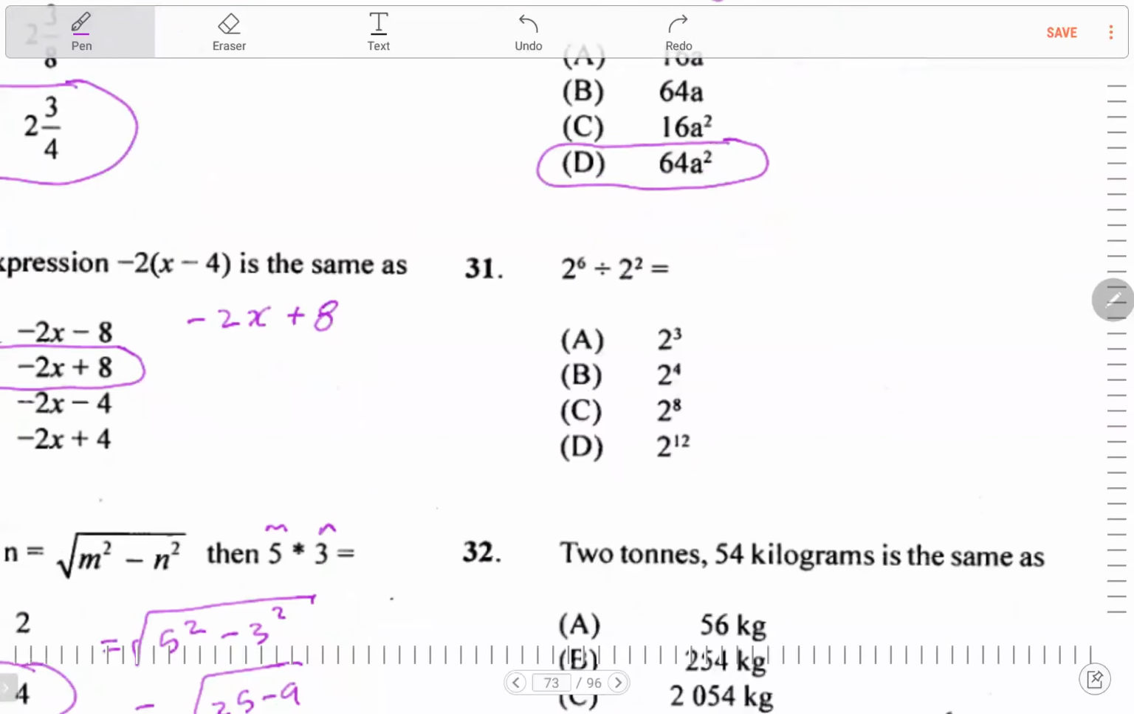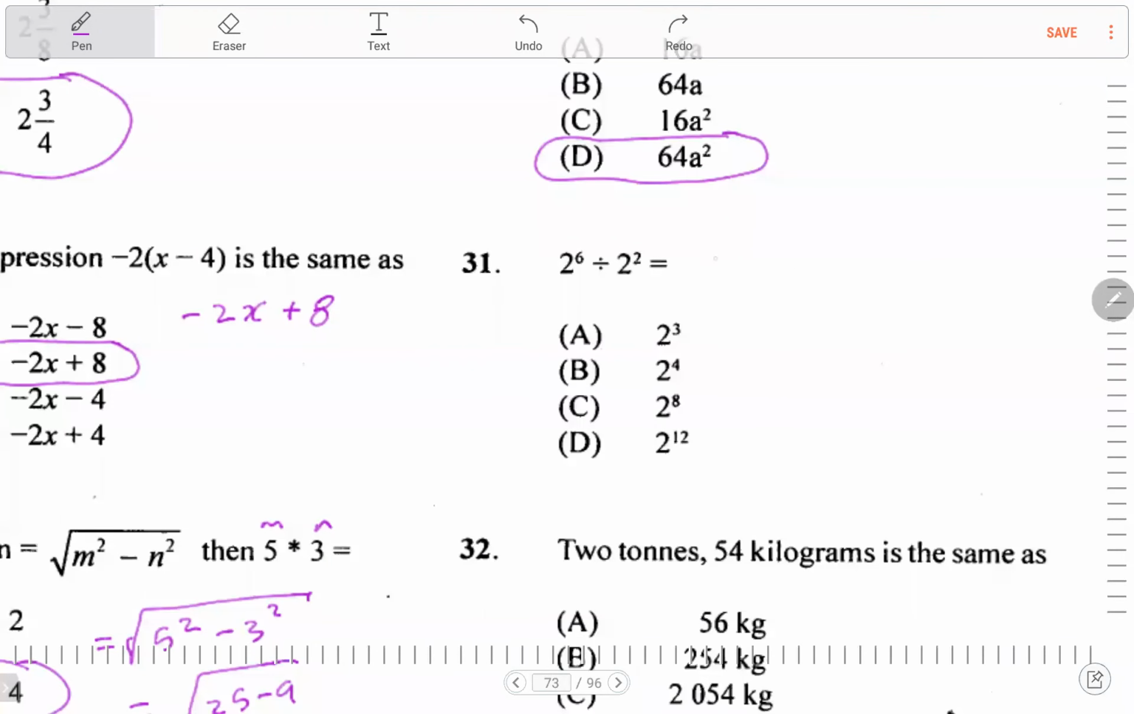We did this one already. 2 to the 6 divided by 2 squared. When you divide the indices, you subtract the powers. So it's 2 to the 6 minus 2, it's 2 to the 4th power. We did this one already as well. 2 to the 4th power.